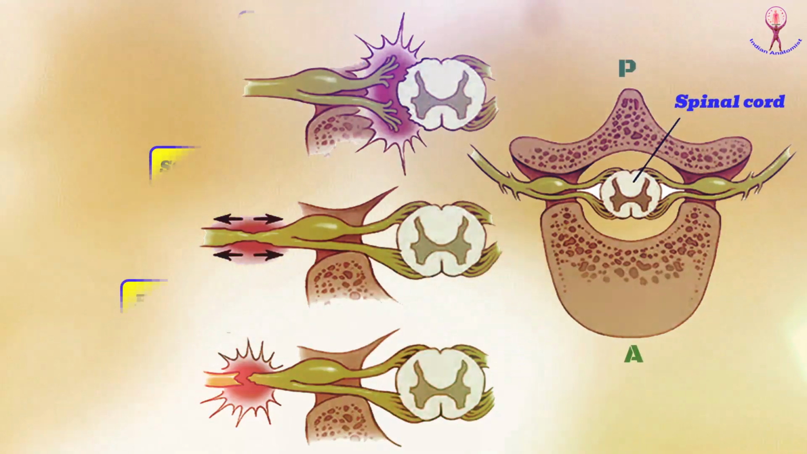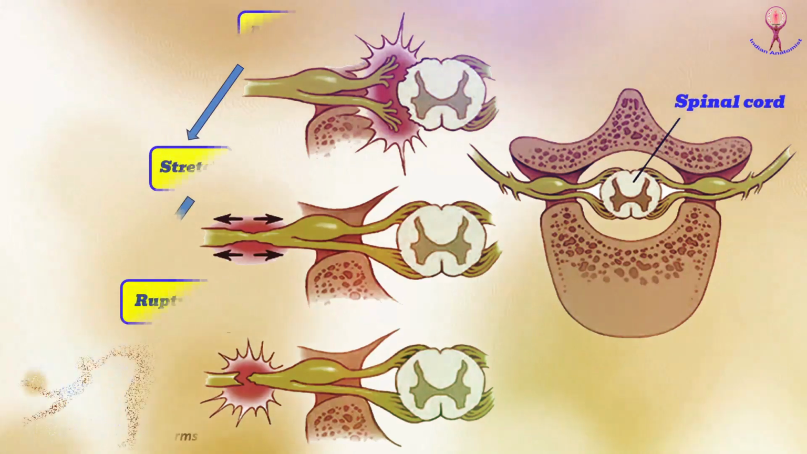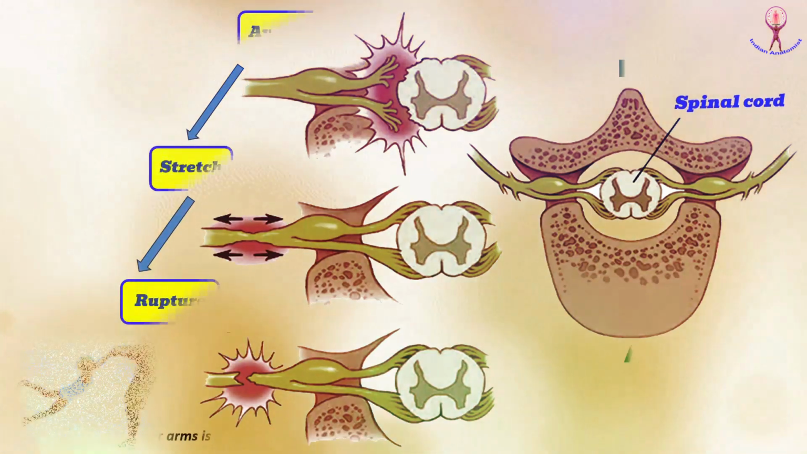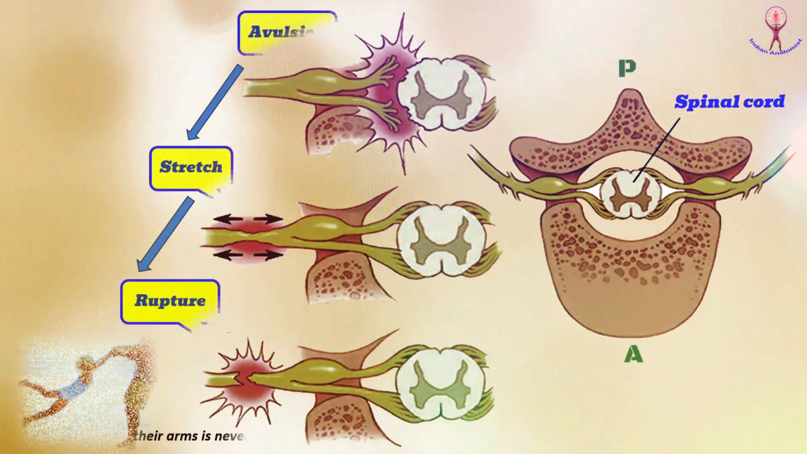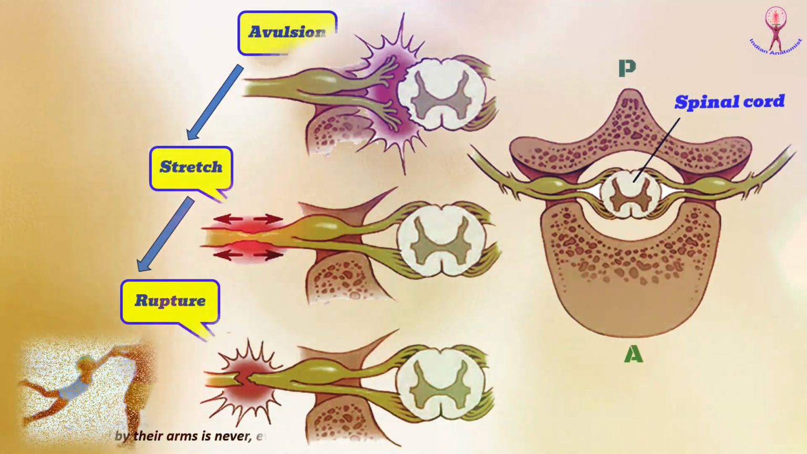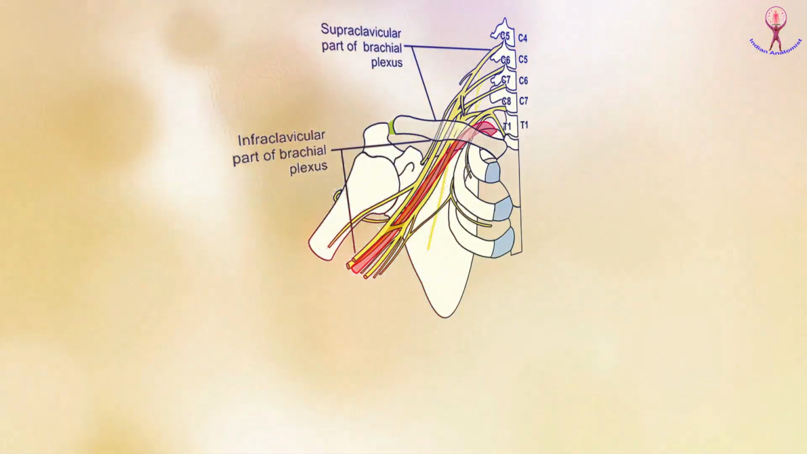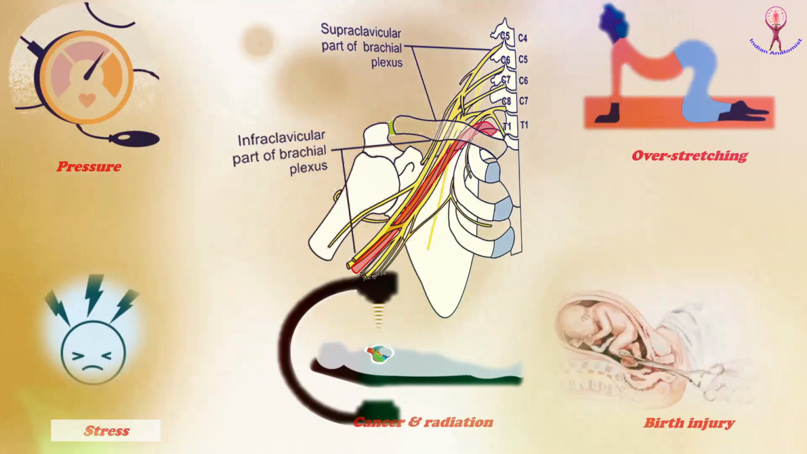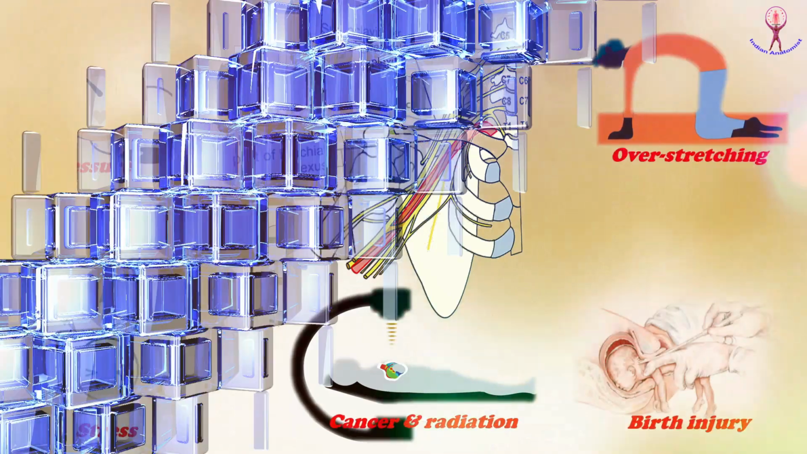Brachial plexus injuries typically result from forcible traction or tugging owing to improper usage. This is possible at any age, from infancy to old age. In addition to this, brachial plexus injuries can be brought on by external trauma. Brachial plexus injuries can result from pressure, stress, overstretching, cancer and radiation, and sometimes due to birth trauma.